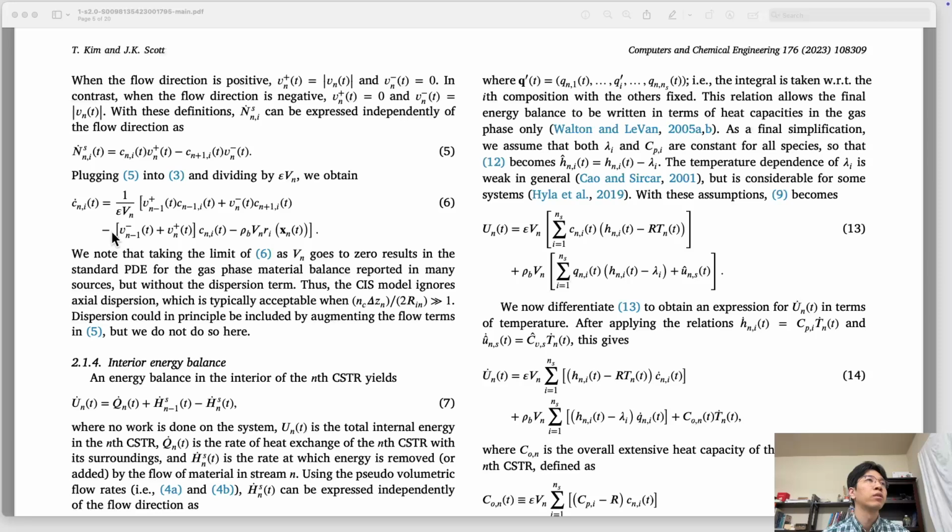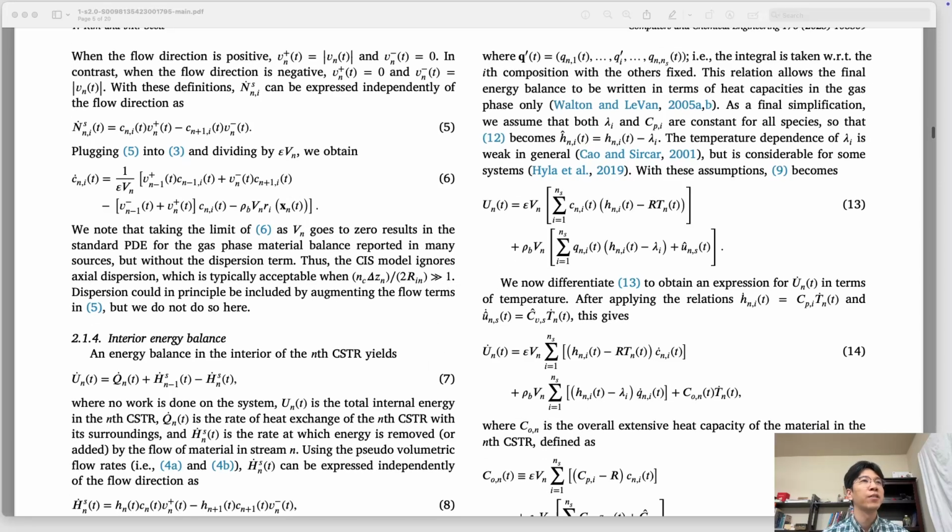And then you also have minus the negative pseudo volumetric flow rate going out to the n-1 CSTR from the n-th CSTR, and the positive pseudo volumetric flow rate going out from the n-th CSTR to the n+1 CSTR. The corresponding concentration would be that of the n-th CSTR, and then you just have the net reaction term. So this equation holds true for each species and for all CSTRs, right? So that's the mass balance for the gas phase concentration.